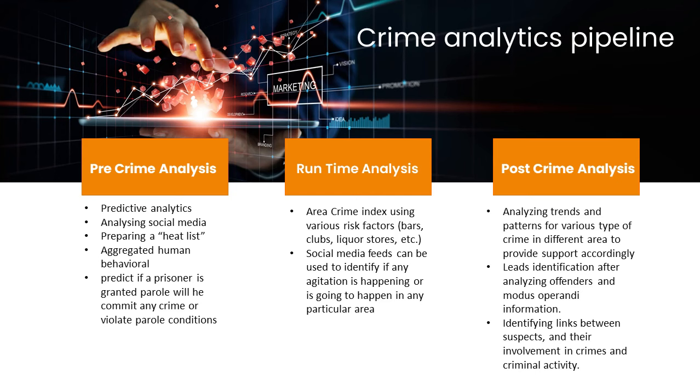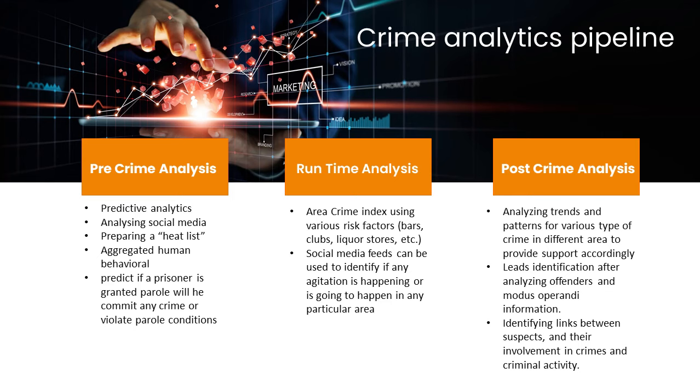Now, what is the crime analytics pipeline? There is a beginning as well as an end when we talk about data analysis. This entire stream of the crime analytics pipeline can be broken down into 3 areas. The first is pre-crime analysis, the second is runtime analysis, and the third is post-crime analysis. Please take this as indicative and not exhaustive, because it's not possible for me to list out all the analysis that we do under each of these branches.